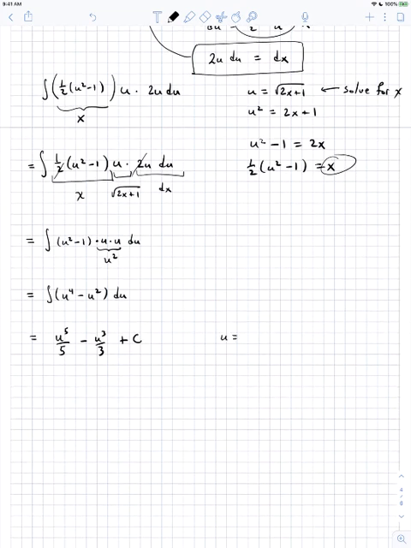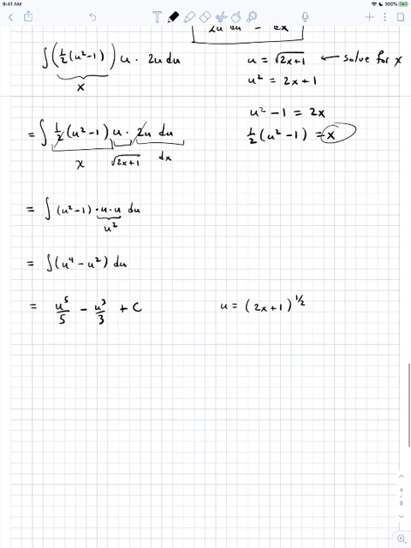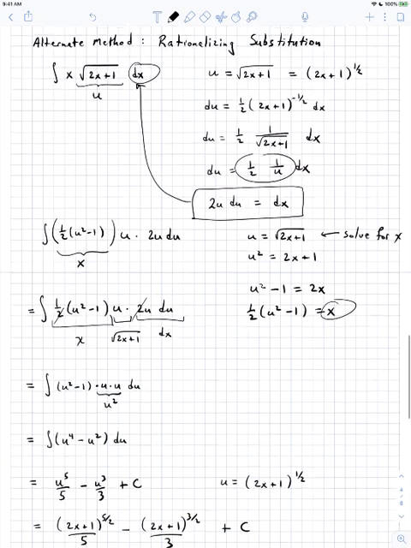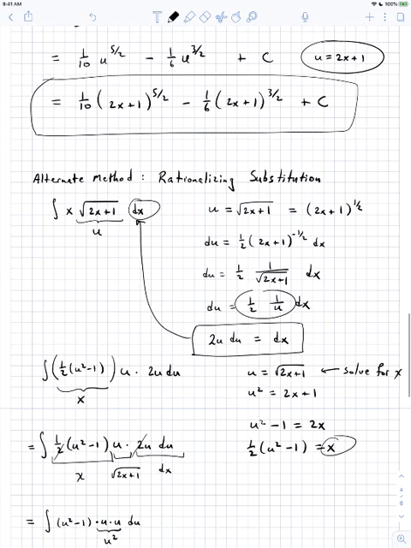So u is equal to the square root of 2x plus 1, which I'll write as to the 1/2 power. Then I just plug that back in, and I'm going to have (2x plus 1) to the 5/2 over 5 minus (2x plus 1) to the 3/2 over 3 plus a constant. Now at this point we become keenly aware of the fact that we're off by a factor of 2 because our previous answer was half of this.